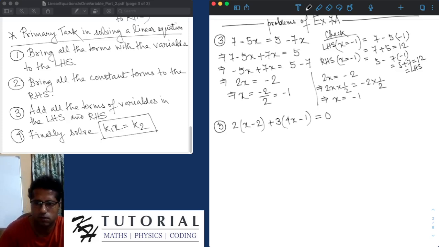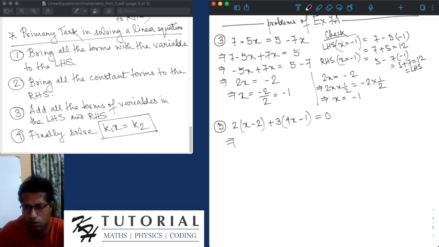So this implies, from here we can say, in a given equation you may not immediately see the x terms, the variable terms. You might have to do some multiplication and division. So in this case we first have to do the multiplication of 2 into x minus 2.